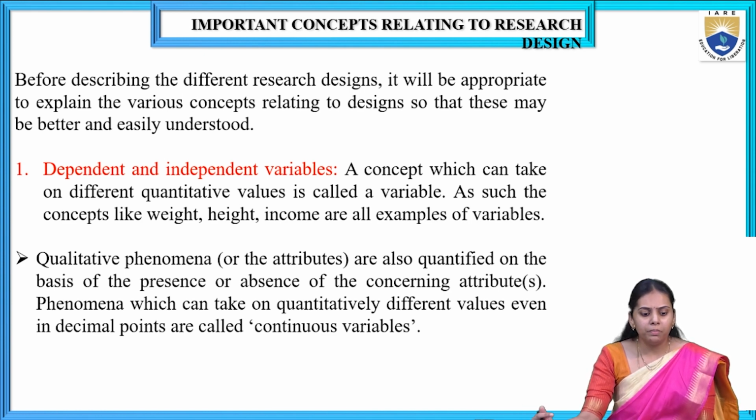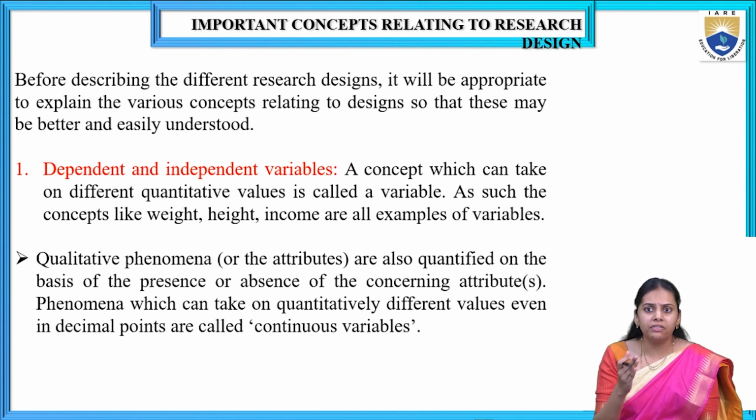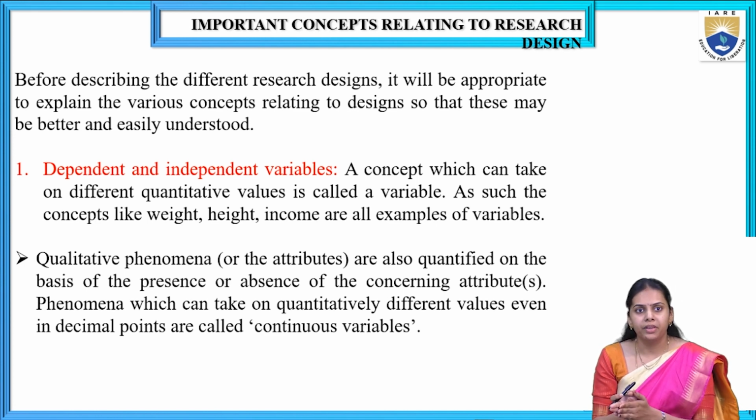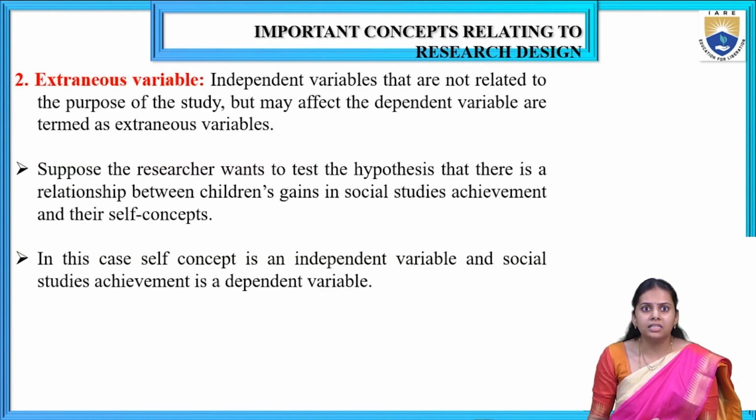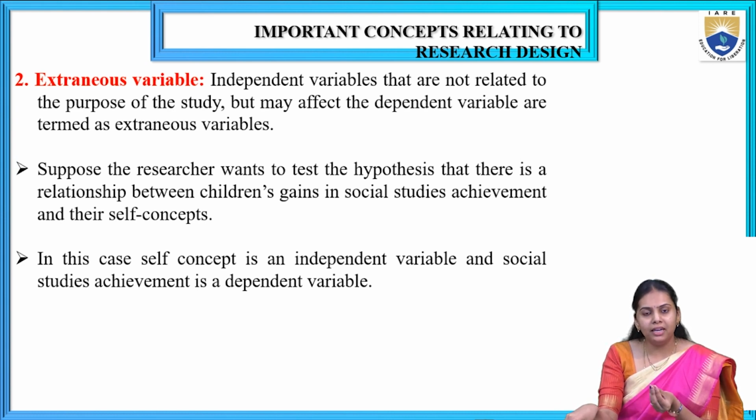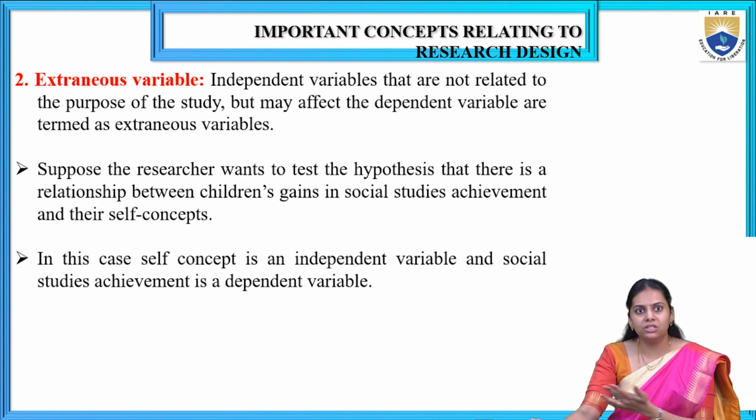Whereas qualitative phenomena are also quantified on the basis of the presence or absence of the concerning attributes. A phenomenon which can take different values, even in decimal points, is called a continuous variable. And the extraneous variable is the other part: independent variables that are not related to the purpose of the study but may affect the dependent variable are termed extraneous variables.